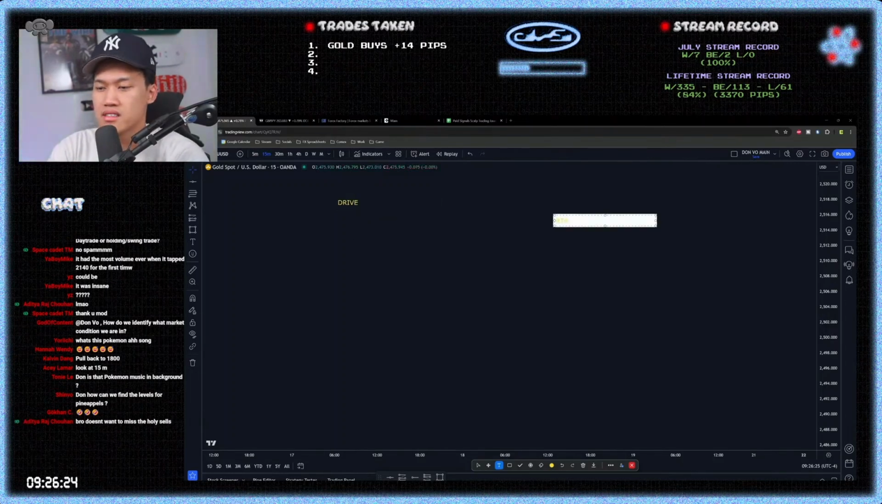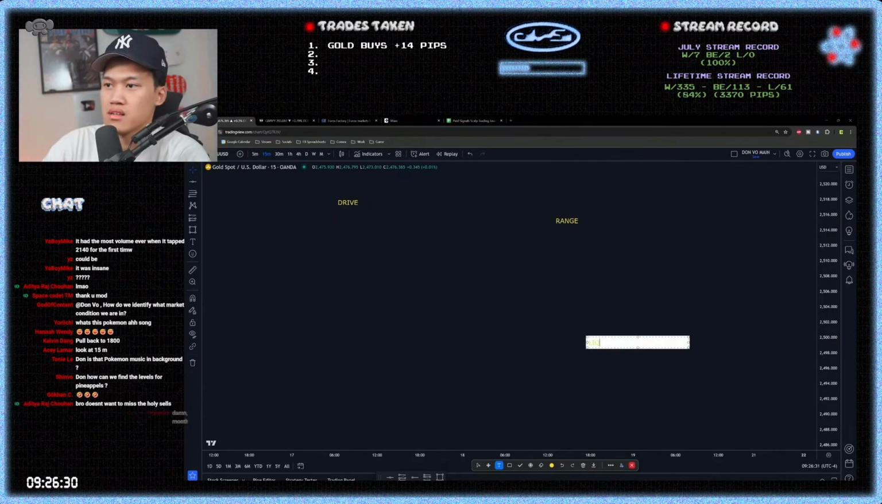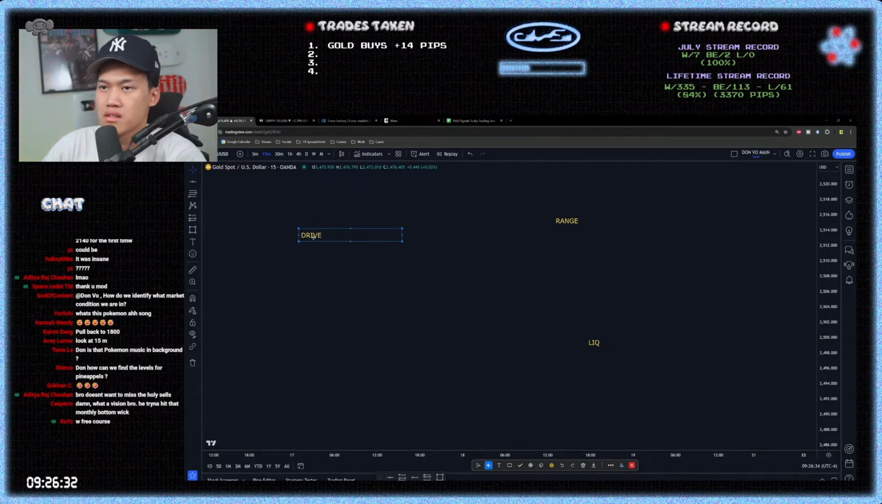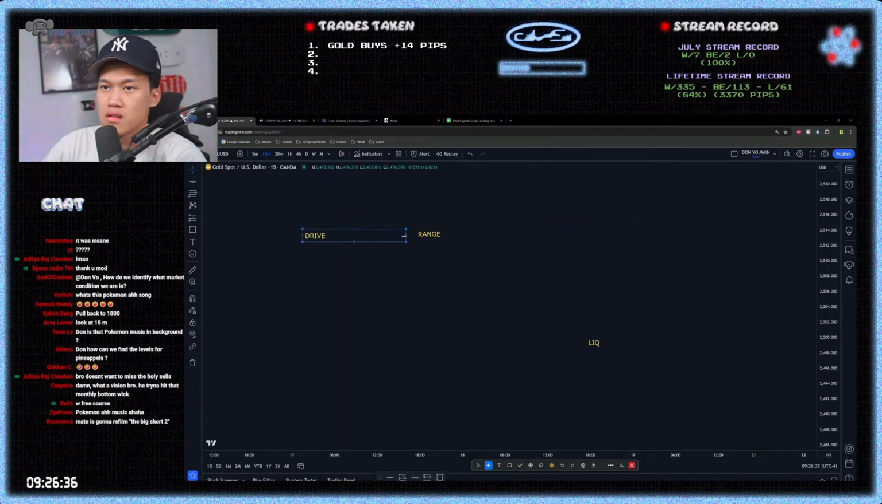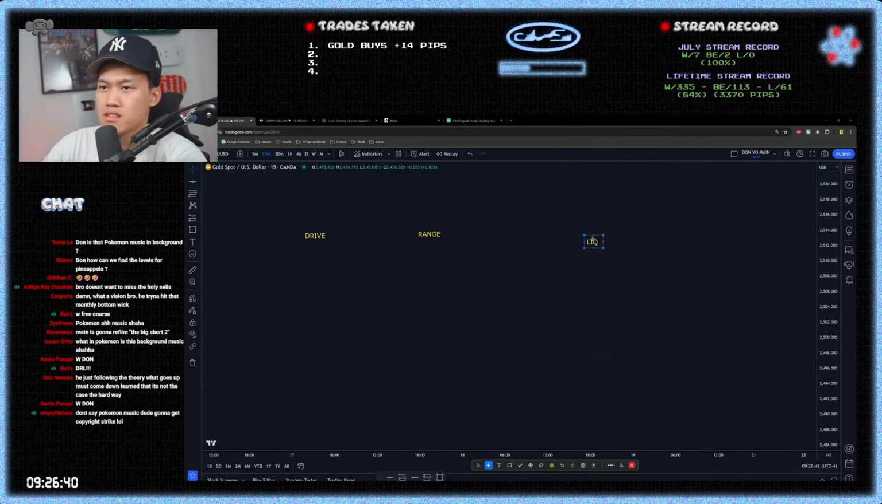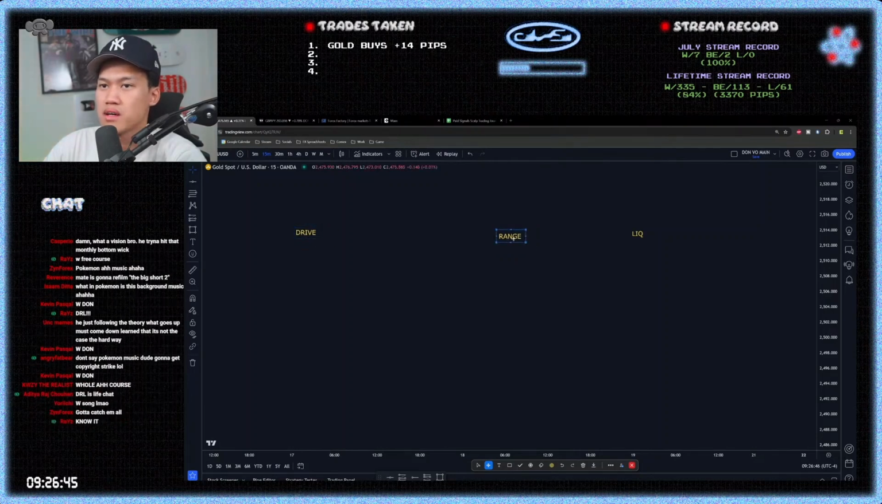You have drive. You have range. And then you have liquidity. So these are your 3 cycles. Some people might say it's similar to this, similar to that. Yeah, it's probably all similar. It's just different ways of reading it, right? So drive is like this.